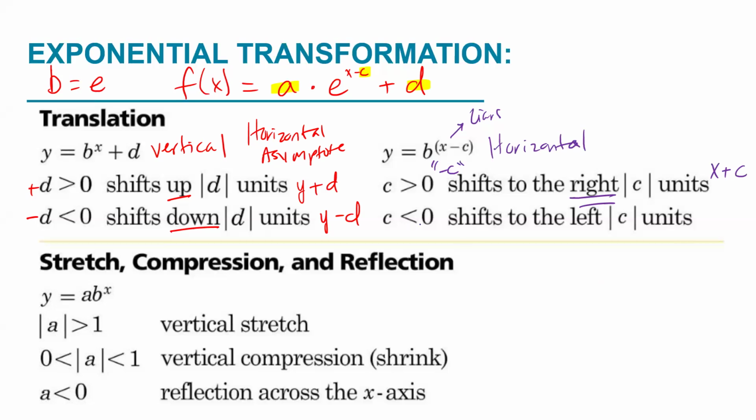Okay. C is less than 0. C is going to look like a plus C, but it's actually negative, and you're going to be shifting to the left. So that means to all of your X values, you are subtracting C in order to make it go to the left.